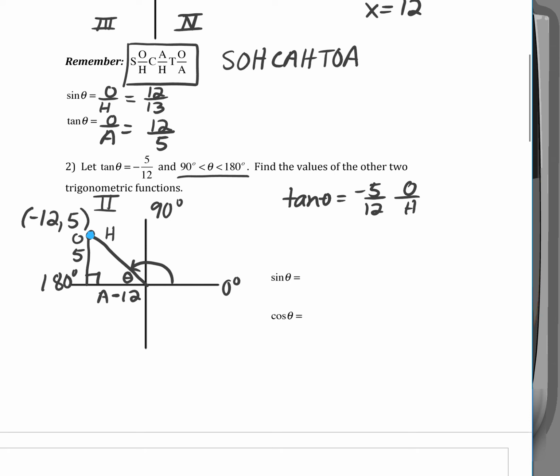All right, so now we have 2 of our pieces of information. We actually have the same triangle as up above, so our hypotenuse will be 13. Sine will be opposite over hypotenuse, which in this case is 5 over 13. And cosine is adjacent over hypotenuse, which will be negative 12 over 13.